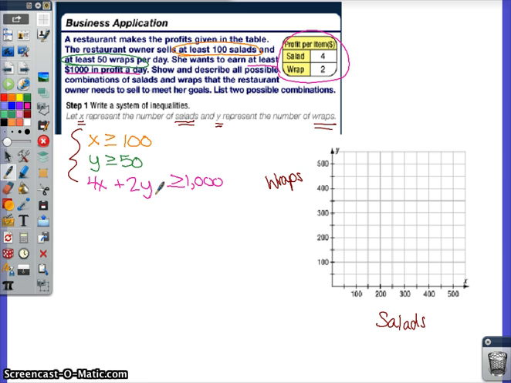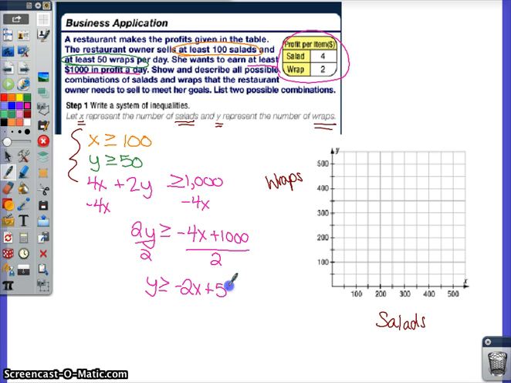So in order to get this y isolated, you would subtract 4x from both sides. Go ahead and do that with me. And I'm going to write the minus 4x first, and then plus 1,000. And then we would divide by 2. Make sure you divide the entire side by 2. So we get y is greater than or equal to negative 2x plus 500. Perfect. So here's our system. We're ready to graph it. We have 3 inequalities, and we solved the last one down into slope-intercept form.